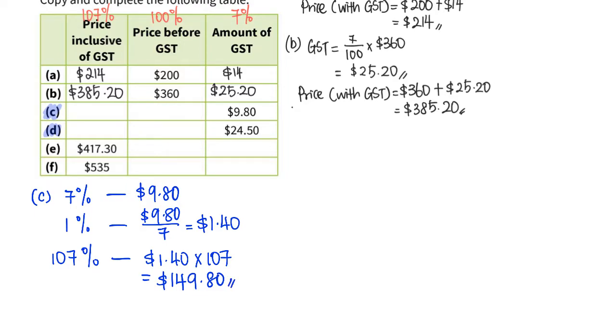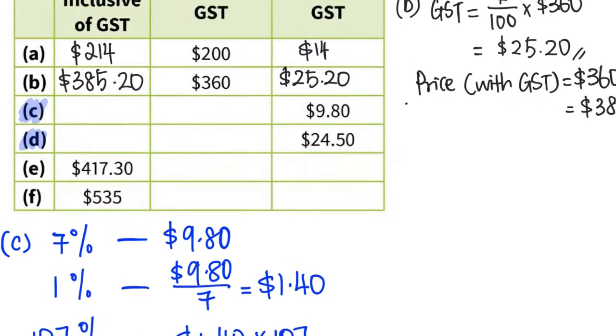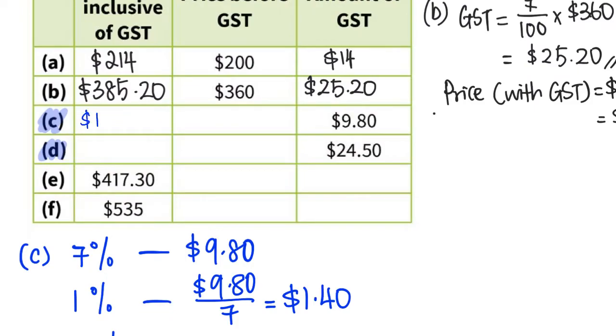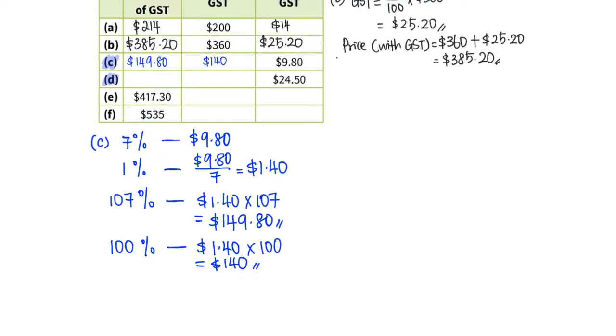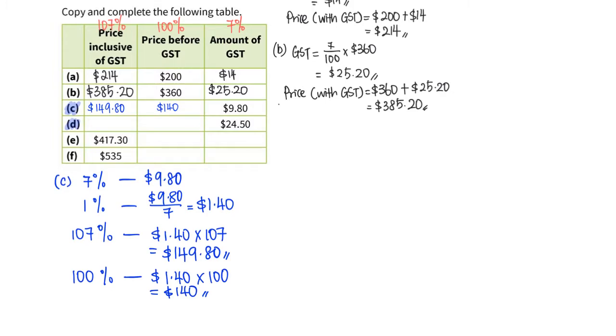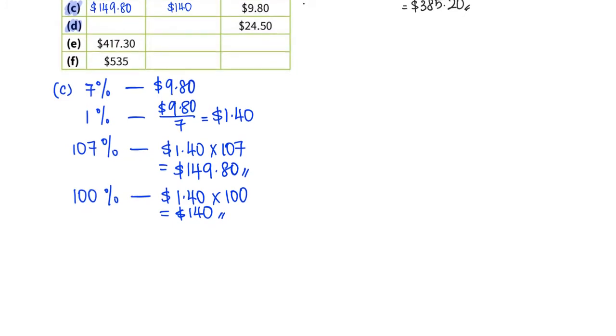And the price for GST, that one is 100%. So I just need to use the 1%, multiply by 100. That will give me the value for 100%, $140. So I've gotten my $149.80 and $140. Same working for part D. Okay, so same set of working for part D.